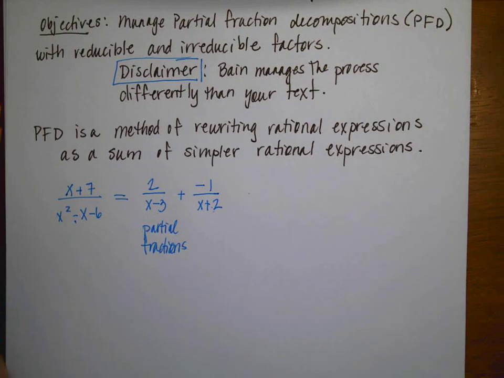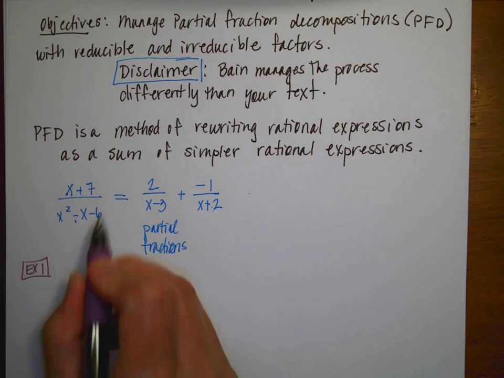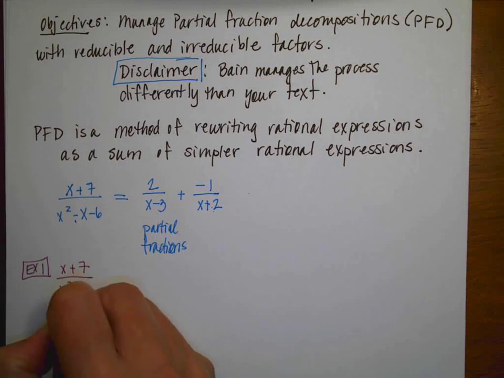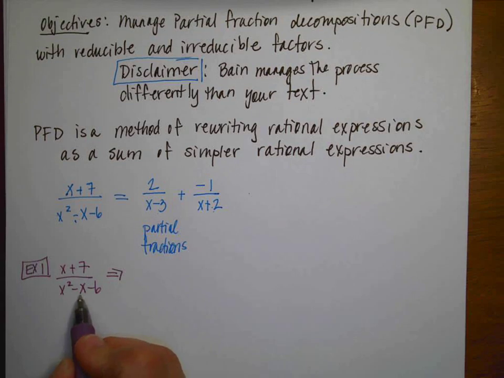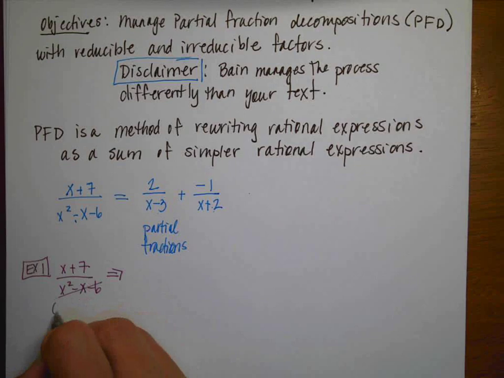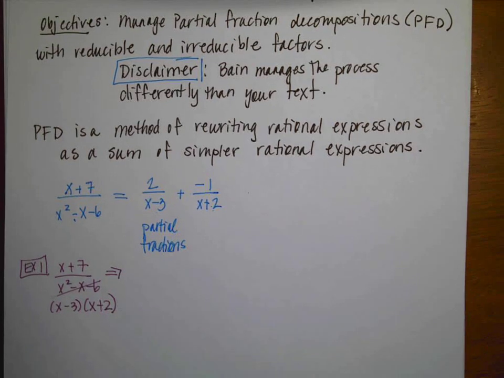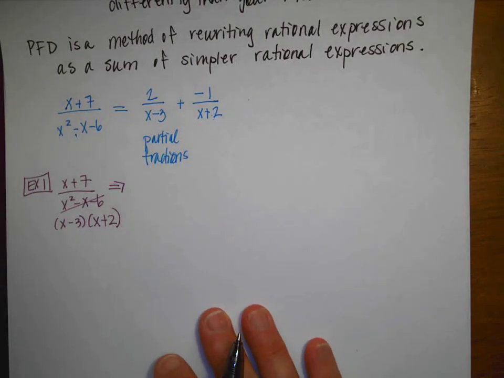components. I think the easiest way to do one of these is just to start with an example, and I will talk us through the steps. So for example 1, you're going to be given this problem right here. So x plus 7 over x squared minus x minus 6. Well, we can factor the denominator to be x minus 3 and x plus 2, which is always the first step. It's the first thing that you're going to do is factor the denominator.